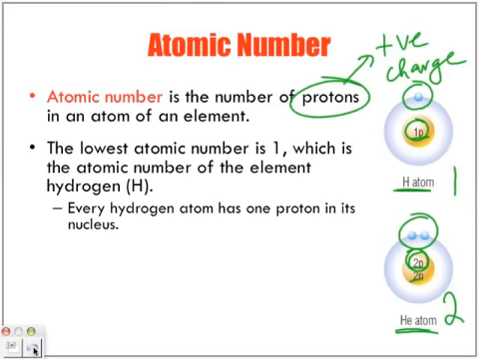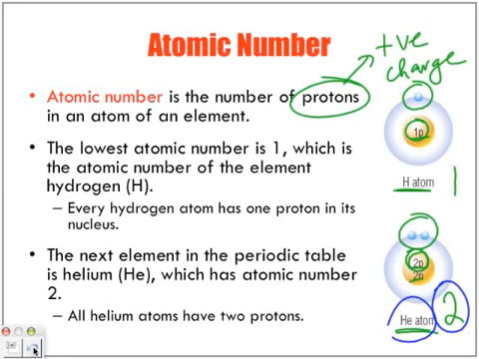The lowest atomic number is 1, which is the atomic number of the element hydrogen. Every hydrogen atom has 1 proton in its nucleus. That will never, ever change. So the atomic number tells us the number of protons. It will never change. So hydrogen has 1 proton. If you find an atom that has 2 protons, find the atomic number that has 2. That's the element we're looking at. So the number of protons always matches the atomic number.